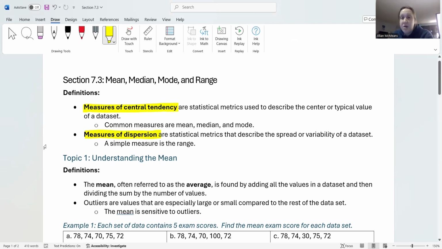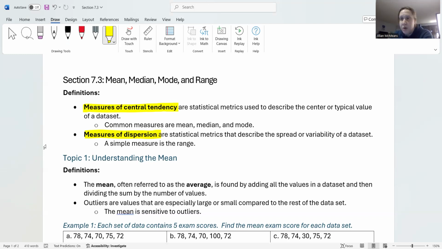Measures of central tendency are statistical metrics used to describe the center or typical value of a data set. So ways to find out what is the most common data item, that's one thing we can look at. What is the actual middle of the set, or what is the average of the set? Those are all measures of central tendency.